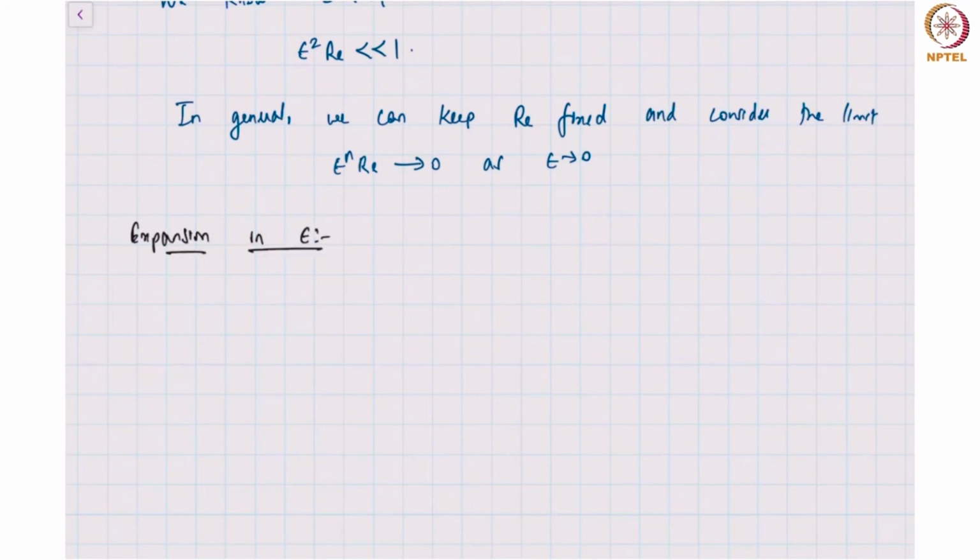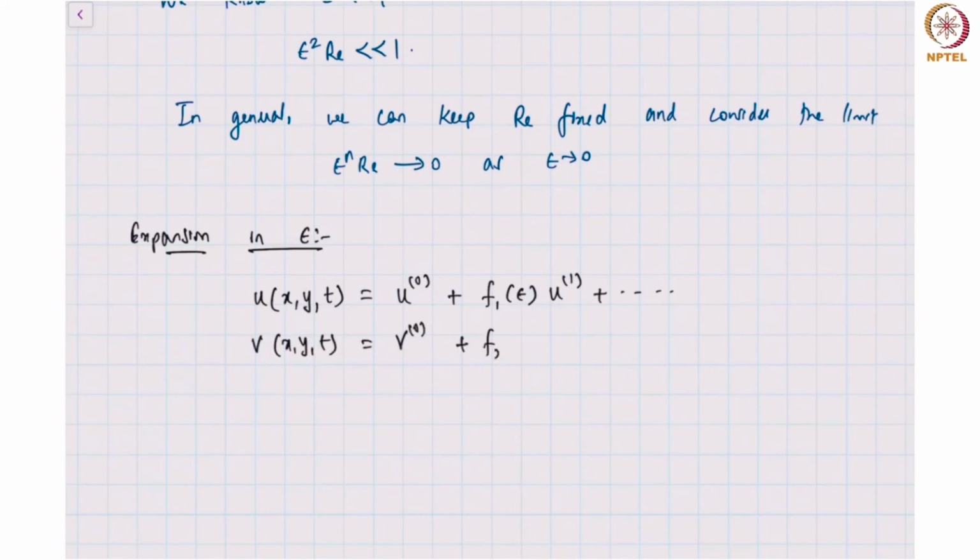So we can say u in the non-dimensional form, which is a function of x, y, and t, is some u naught. That's the leading order u naught. It's understood that it's a function of x, y, and t, plus some unknown gauge function of epsilon times u1 plus so on. Similarly, v can also be expanded in a similar fashion, but with some other unknown gauge function.